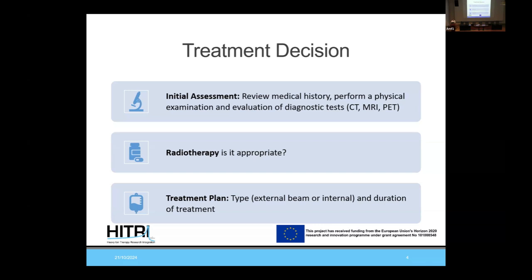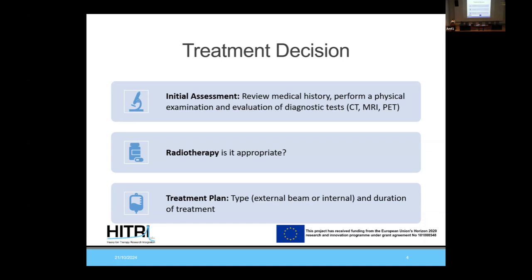Treatment decision is the decision of the doctor. He will see the file, the medical history. He will perform a physical examination, the evaluation. He's going to see the CTs, the MRI, the PET, everything the patient has. After that, he will decide if radiotherapy is appropriate. Maybe not. We don't know. I'm not a doctor. I'm a medical physicist. Where I come in is at treatment planning.